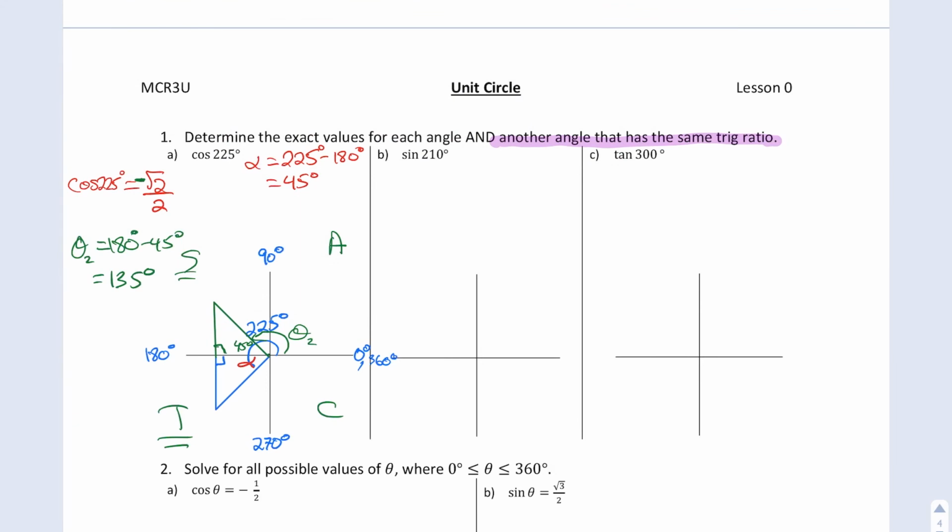The next one, let's try it. So we've got sine 210. If we first draw it, so let's sketch it, and you can try this on your own. So 210 should go down here again in this quadrant.